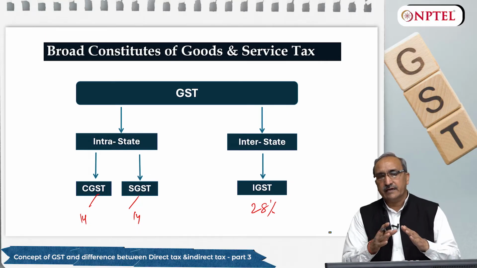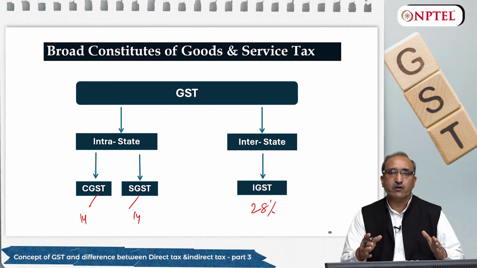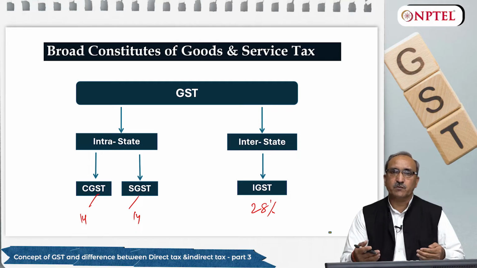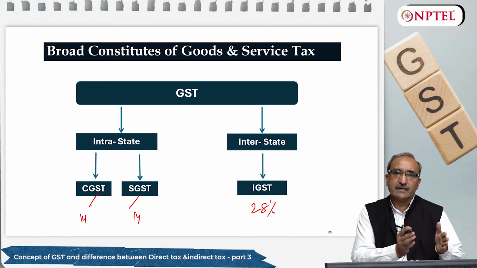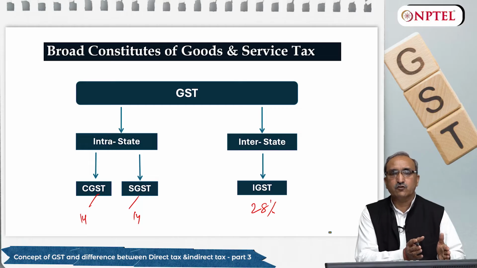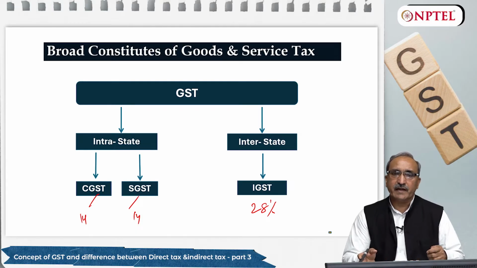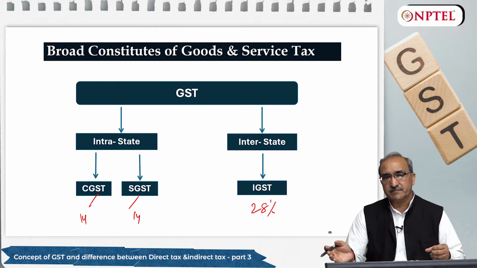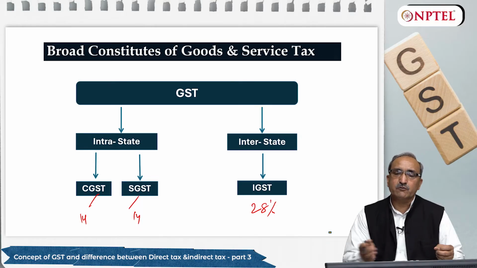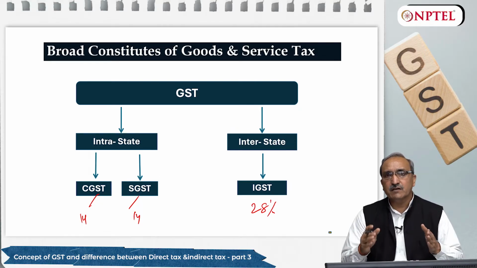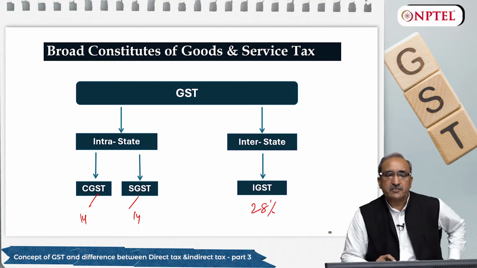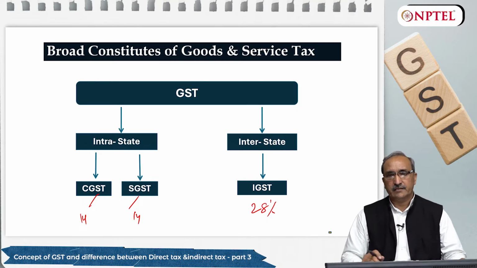So this way, in the total scenario, when we are doing business, maybe as a manufacturer or as a trader or as a service provider, if my services are for a particular consumer who is within the state where I have my business, I will charge CGST and SGST at the same rate. And if I am supplying to a customer who is outside my state, I will charge IGST, the sum total of CGST and SGST, that is 28%. This way we will make transactions and pay taxes under GST.